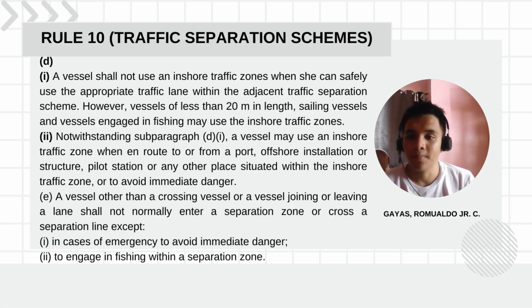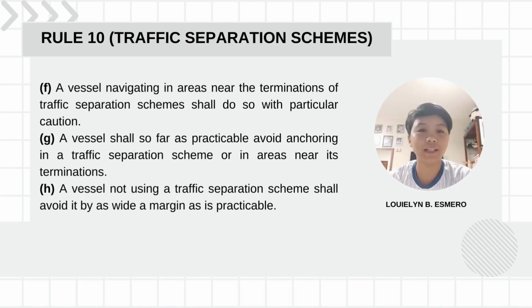avoid immediate danger. E said that a vessel other than a crossing vessel or a vessel joining or leaving a lane shall not normally enter a separation zone or cross a separation line except in a case of emergency to avoid immediate danger and to engage in fishing within a separation zone. F. A vessel navigating in areas near the terminations of traffic separation schemes shall do so with particular caution. So a vessel must use extra caution when navigating in regions close to where traffic separation schemes end.